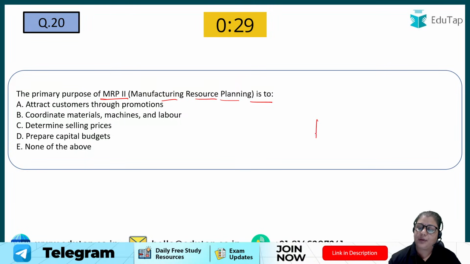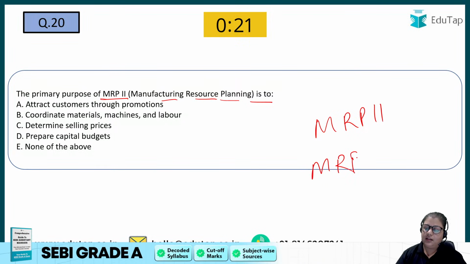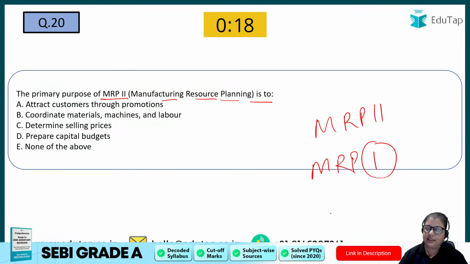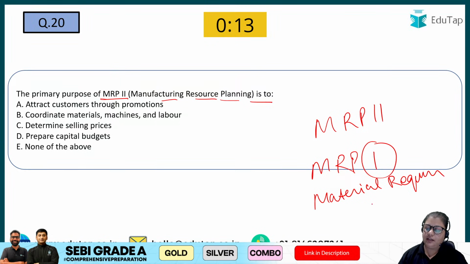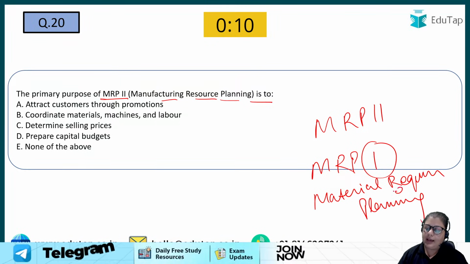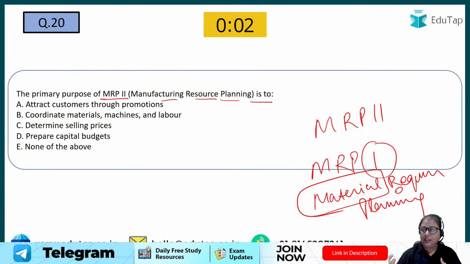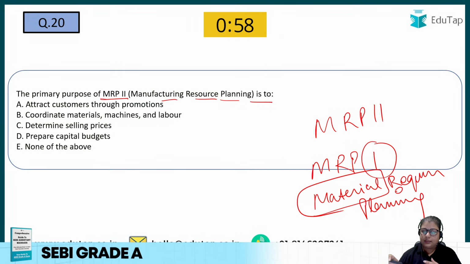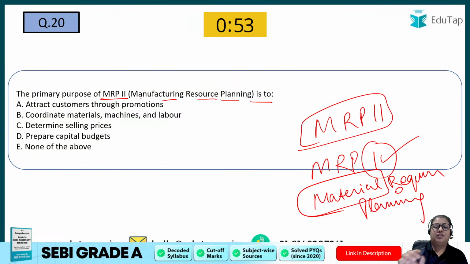Why is it named MRP2? Because this is the second abbreviation. There was MRP1, which was used before, that says material requirement planning. Material requirement planning was the first one, and in it we just used to focus on material, what is the cost of the material, how much we need. The planning was just focusing on the material. So to remove the limitations of MRP1, there came MRP2, that is manufacturing resource planning.